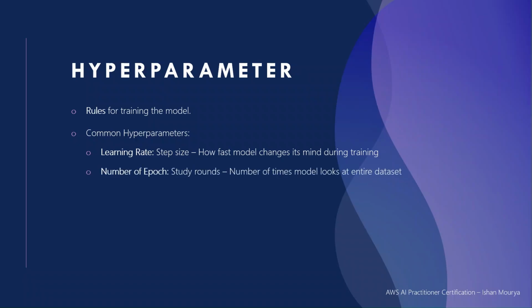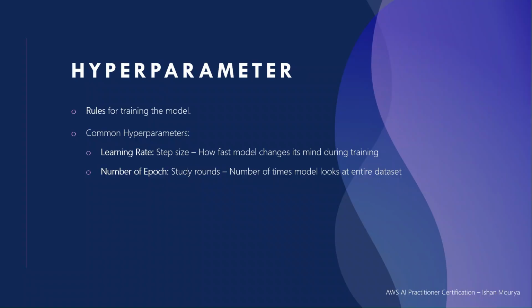Next is the number of epochs. You can relate this to study rounds. Your model is not going to see the training data only once. It will iterate over the data again and again, and how many times it iterates, you can set using the number of epochs. You provide a lot of data, and maybe in one go it goes through the entire data and builds a function, the relations, the logic.